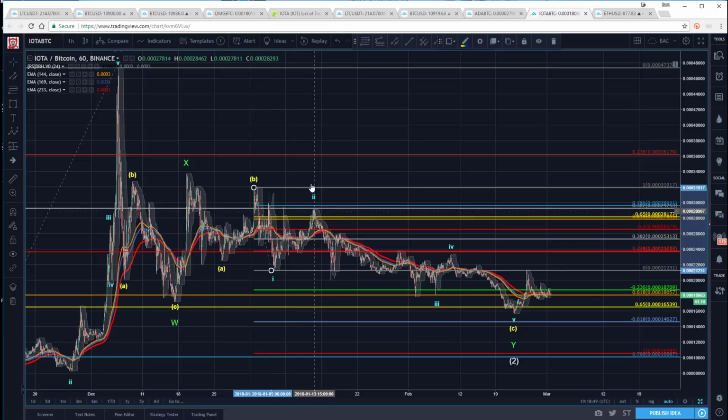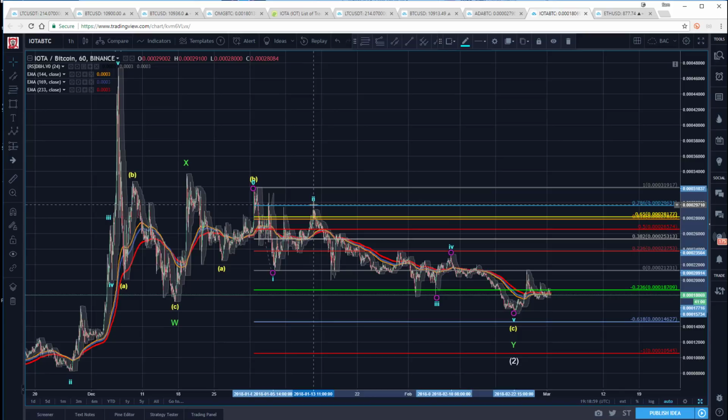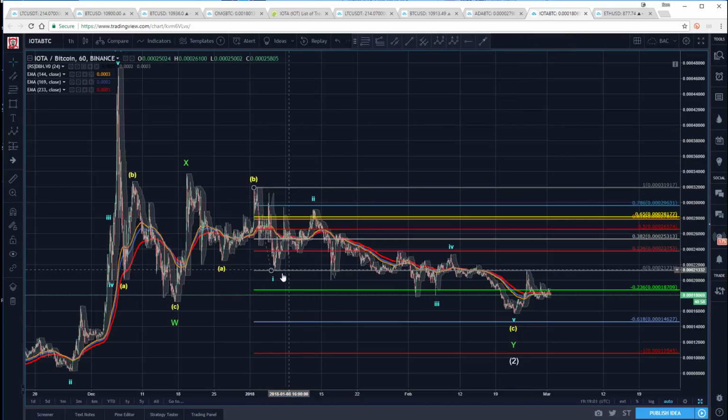Okay, well, let me just take this off so it's not crowded. They're hard for you to see. So 1 wave, we know a 2 can go as deep, anywhere from the 50 to the 786. So the 786 holds it. Right, so up we go, and 1, 2, 3 into the 618 to the 786 zone, and we come down.